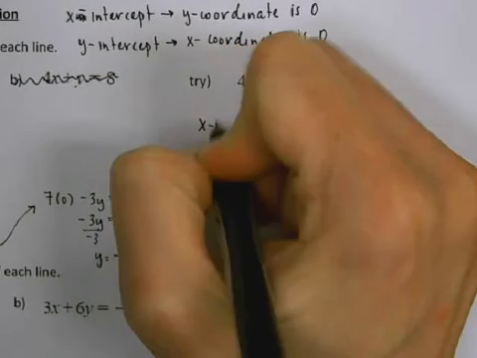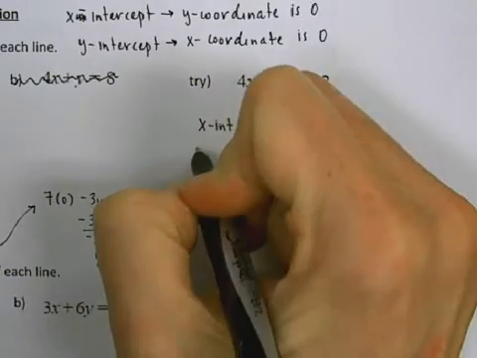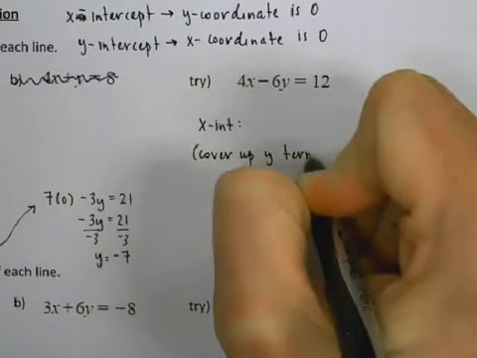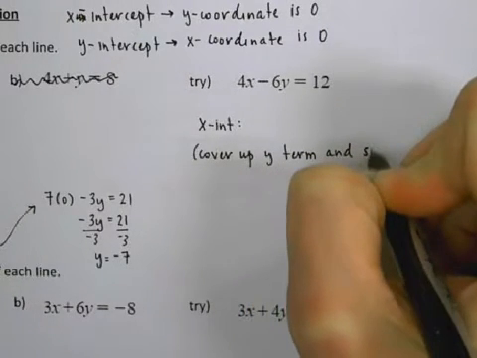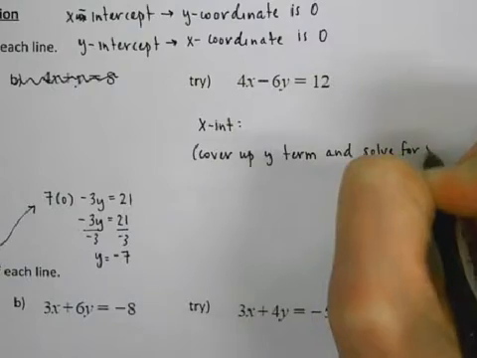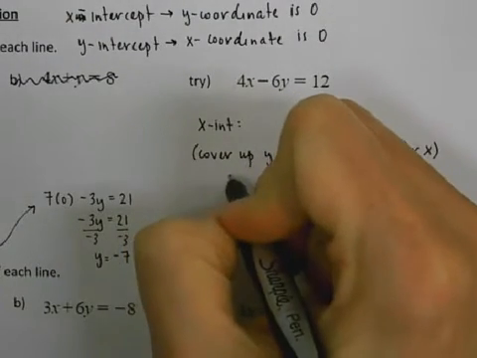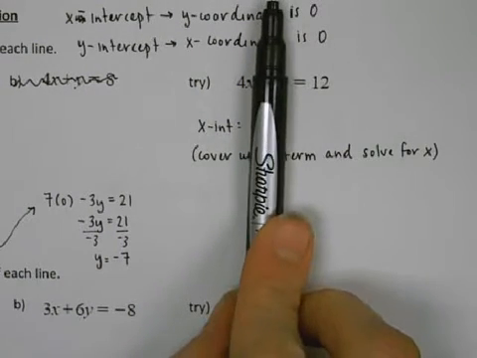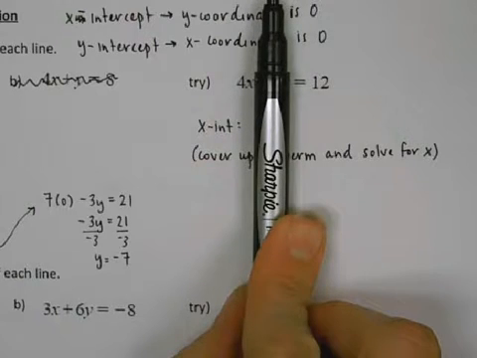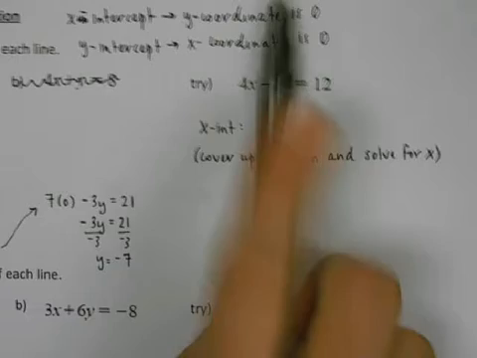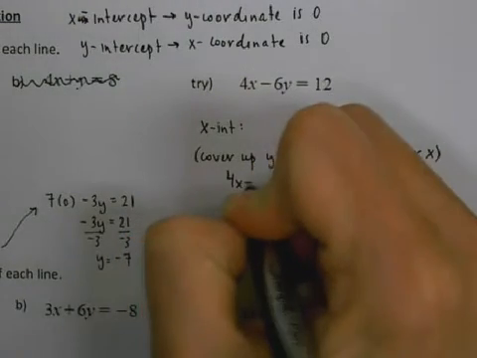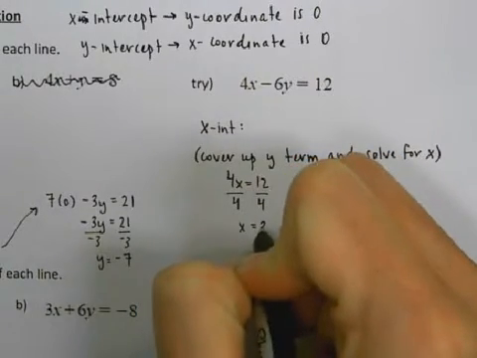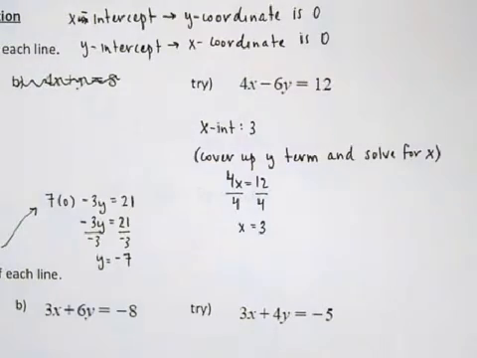If I want to find the x-intercept, I'm just going to cover up the y term and solve what's left for x. So for instance, if I have 4x minus 6y equals 12, I'm literally just going to cover up that minus 6y, and what I have left is 4x equals 12. Now that's just a simple one-step equation. I divide by 4, and I get x is equal to 3. So my x-intercept is 3.